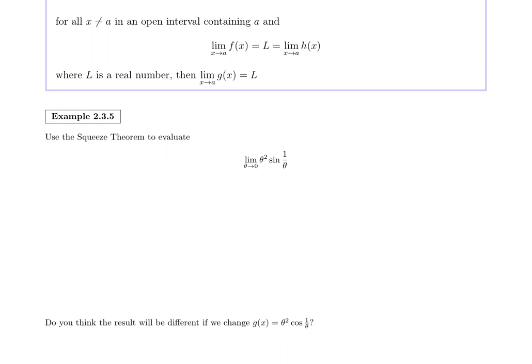So that's not exactly going to work, because if we use our limit laws here, we end up with the limit as theta goes to 0 of theta squared times the limit as theta goes to 0 of the sine of 1 over theta. So while this one is going, the first will go to 0, right? The second one does not exist. So this is a problem. But how can the squeeze theorem help us here?